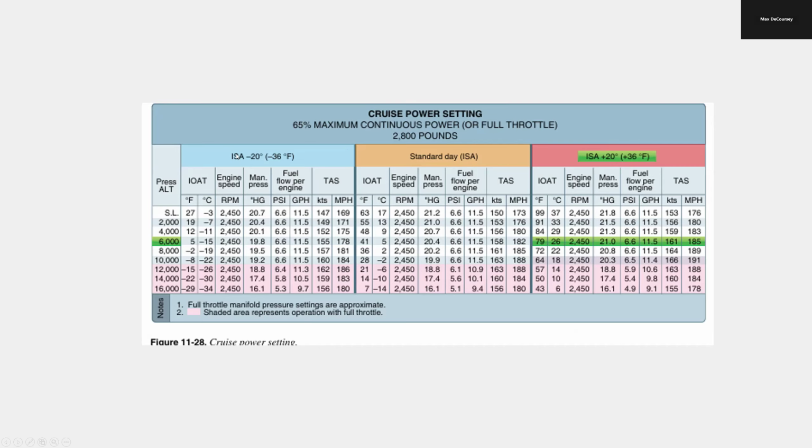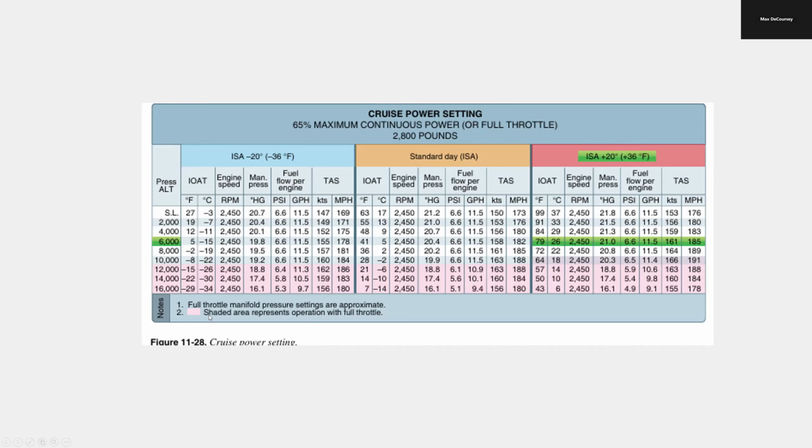And then you'll choose the temperature that is closest to what you see representing that day's conditions, after you check the winds and temps. And then it's as simple as that. You'll go in here. Let's say it's a standard day. We're going to cruise at 6,000, or let's say it's plus 20 degrees at 6,000. We'll go here. What we'll see is the RPM should be at 2450. Our manifold pressure would be 21 inches. Our fuel flow should be 6.6 psi and 11.5 gallons per hour. And we should get about 161 knots true airspeed or 185 miles per hour.